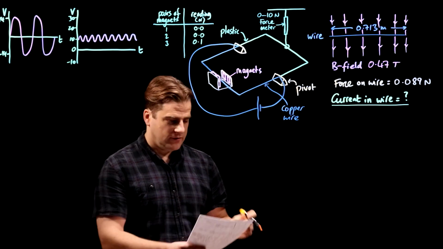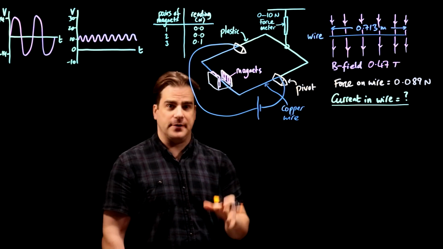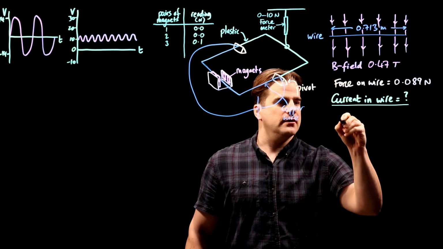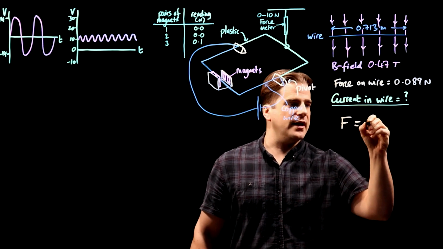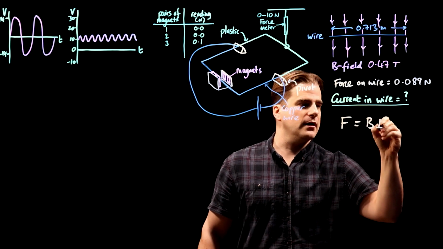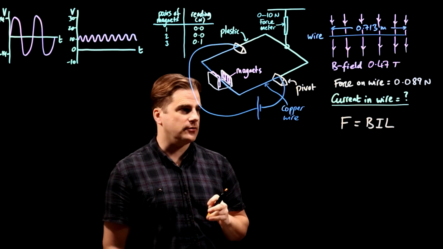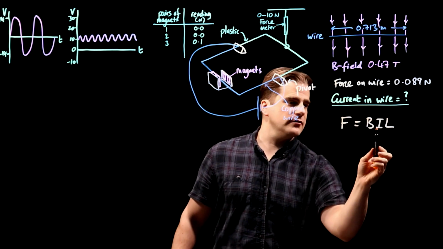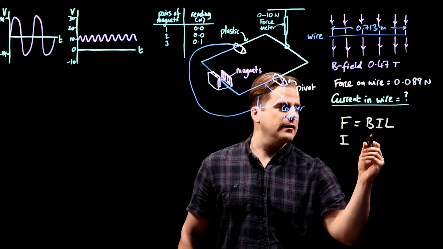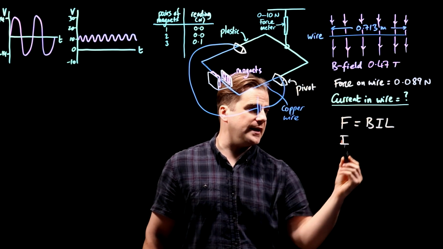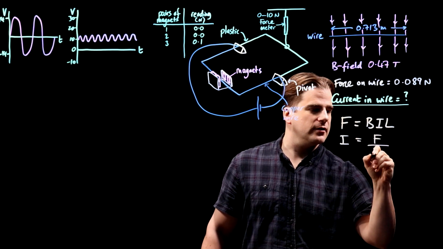No problem. So it tells you to use the sheet from your formula. You don't even have to remember it, but you should know it anyway. The force on a current carrying wire is BIL. B-I-L. Okay? That's the equation we're going to use. We have to find the current, which is I. So rearrange this equation to make I the subject. Divide both sides by BL. And we get I is F over BL.